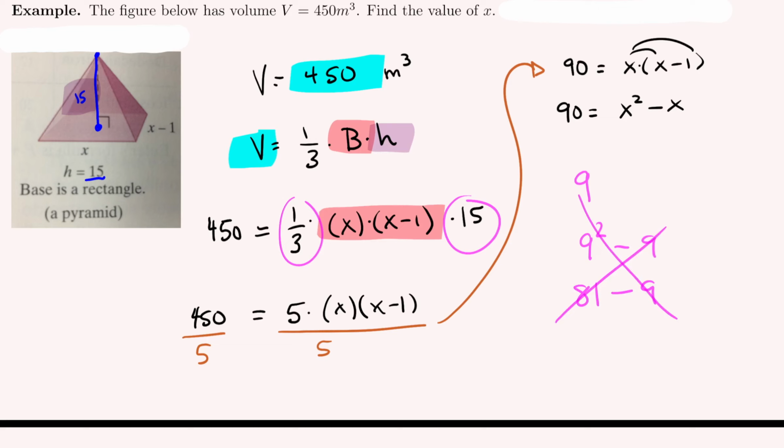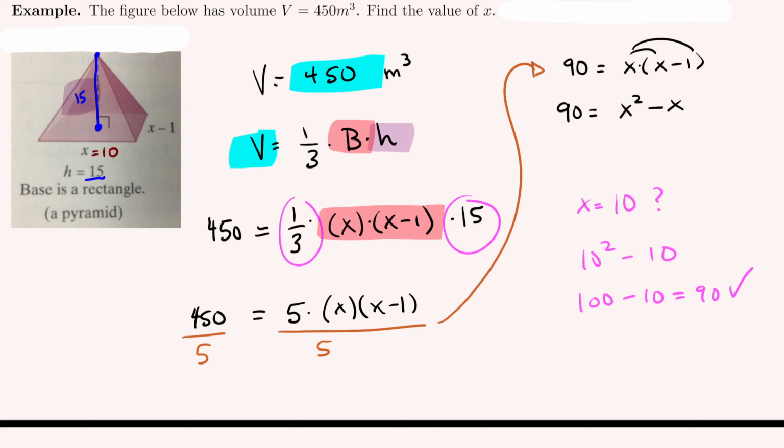Let's think of the next integer up, 10. If x was 10, 10 squared minus itself, that's 100 minus 10, that is 90. So we've been able to figure out through a little bit of trial and error that the distance x is 10. So this other side length, 10 minus 1, is 9. So we figured out x should be 10.